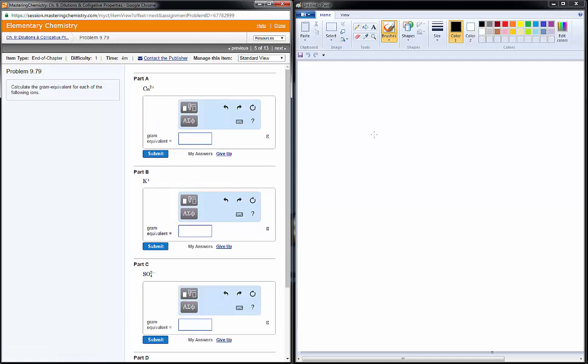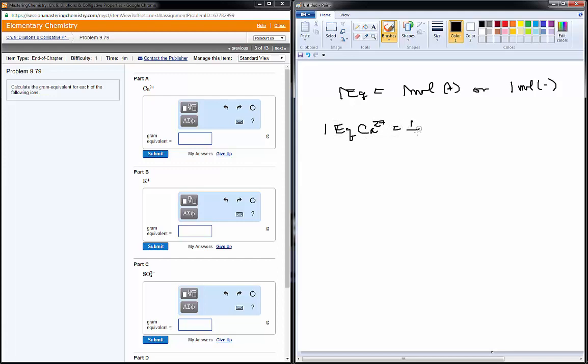Okay, for this next question, we're calculating the gram equivalent for each of the following ions. And so what we see is that one equivalent, we're looking for basically 1 mole of positively charged ions or 1 mole of negatively charged ions, or the equivalent of that. So if I've got +2 charge, then 1 equivalent of calcium is going to be like half of a mole of calcium, because it has a +2 charge. So 1/2 of a mole would give basically 1 mole of positive ions, or the equivalent of that.